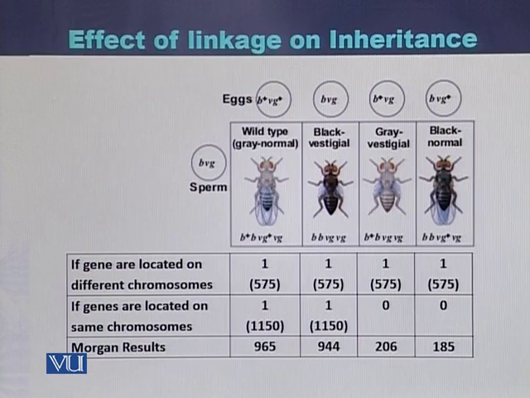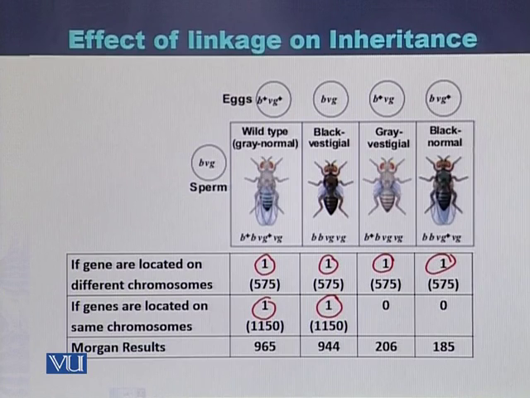Let us see what ratio Morgan obtained as a result of the test cross. If the two genes for the gray color and the normal wings are located on different chromosomes, the ratio between these flies should be 1, 1, 1 and 1. On the other hand, if the genes are located on the same chromosome, then the ratio should be 1 to 1 between the parental flies.